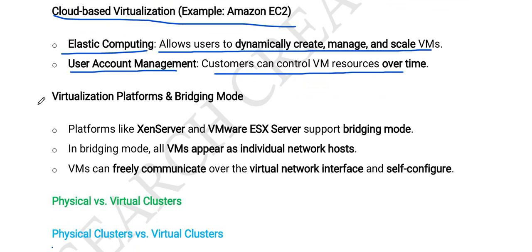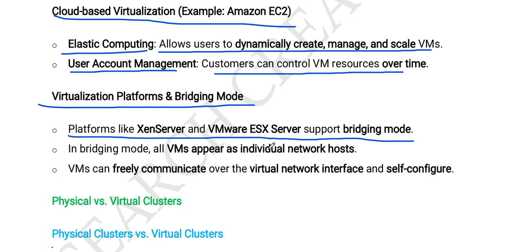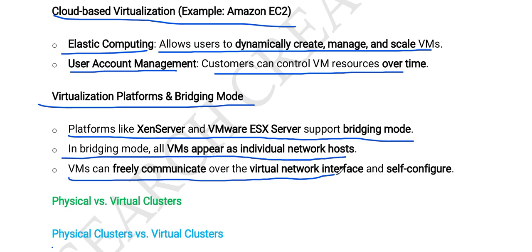Next is virtualization platforms and bridging mode. Platforms like Xen Server and VMware ESX Server support bridging mode. In bridging mode, all VMs appear as individual network hosts. VMs can freely communicate over the virtual network interface and self-configuration.